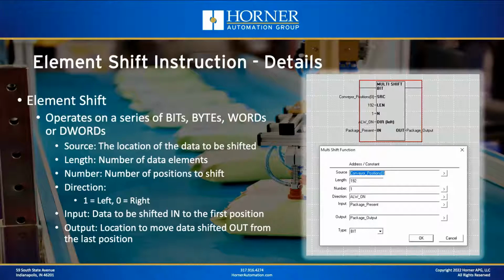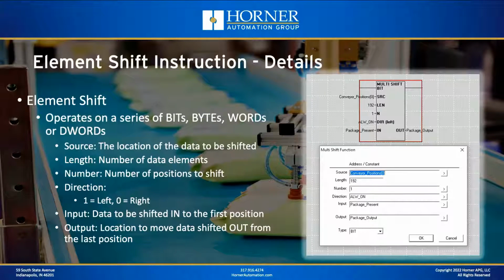Okay, length, the number of elements in your total shift register. So if you have 100 words in your shift register, then more than likely your source is going to be a word type variable array, probably length 100, and then the length that you fill in is just going to be a constant of 100 probably. Number, once again, is the number of positions we're going to shift, usually 1 but not always.